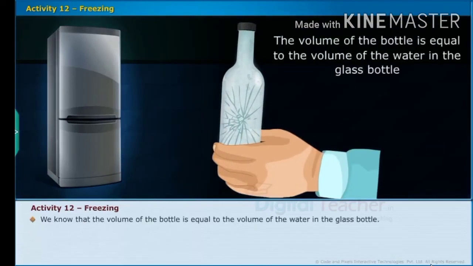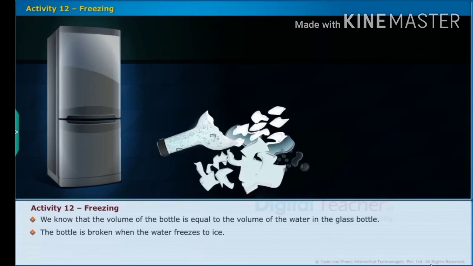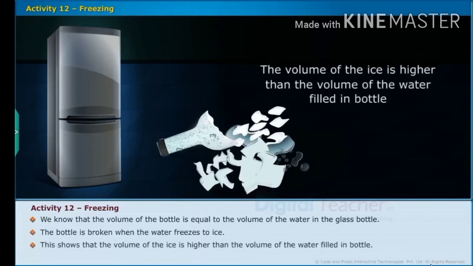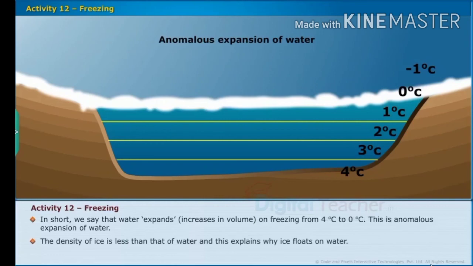We know that the volume of the bottle is equal to the volume of the water in the glass bottle. The bottle is broken when the water freezes to ice. This shows that the volume of the ice is higher than the volume of the water filled in the bottle. In short, we say that water expands, increases in volume, on freezing from 4 degrees Celsius to 0 degrees Celsius. This is the anomalous expansion of water. The density of ice is less than that of water, and this explains why ice floats on water.